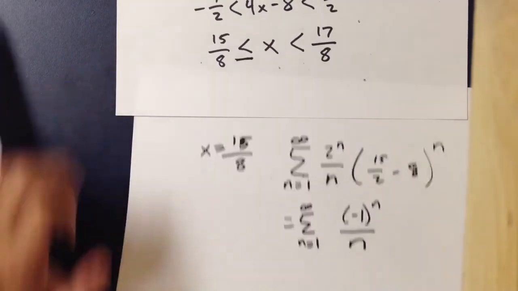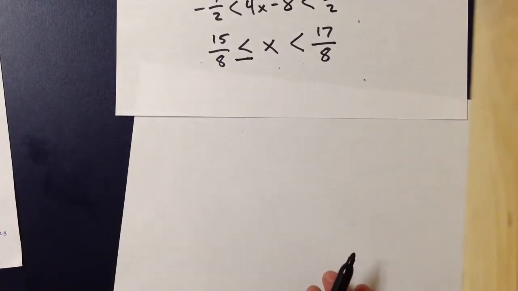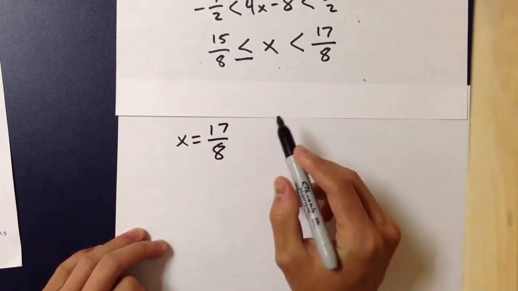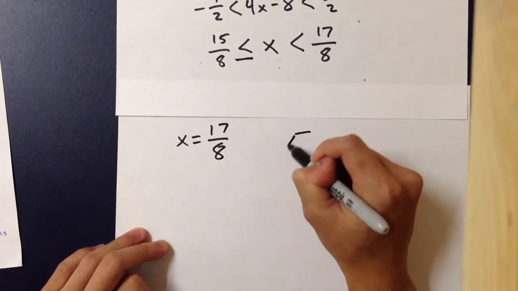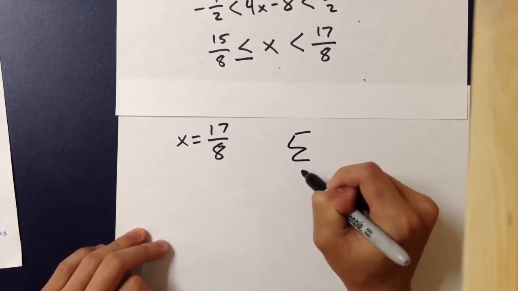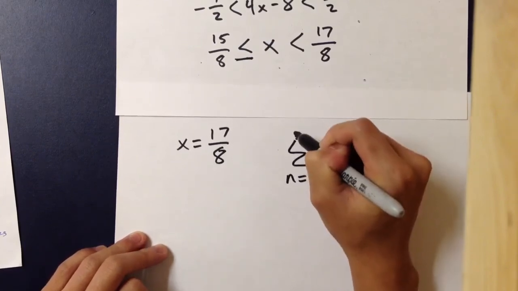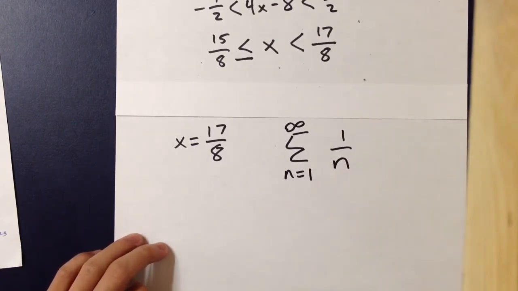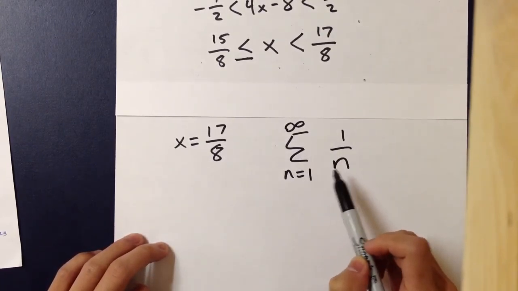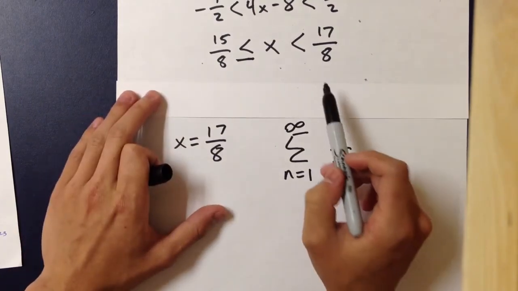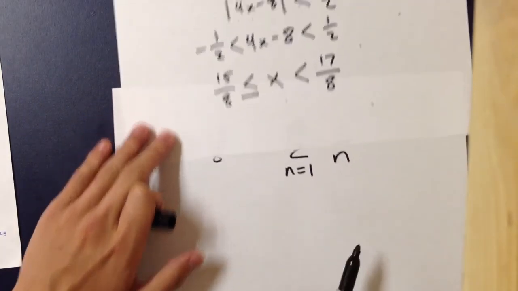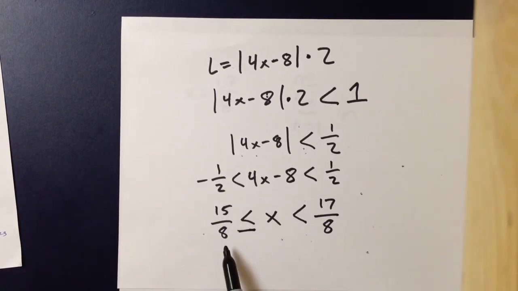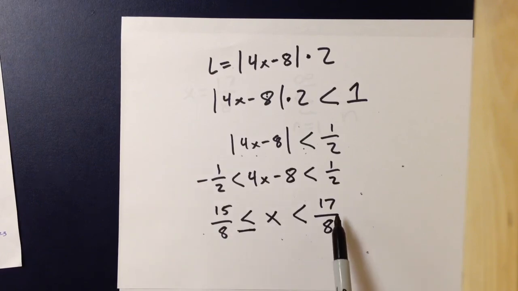Next, we check the other endpoint of 17 over 8. If x equals 17 over 8, then if you were to use the same process, you would end up getting the summation of 1 over n after your simplification. And this does not converge, it diverges, and therefore you wouldn't include this endpoint right here. So finally, your interval of convergence would be x greater than or equal to 15 over 8, and less than 17 over 8.